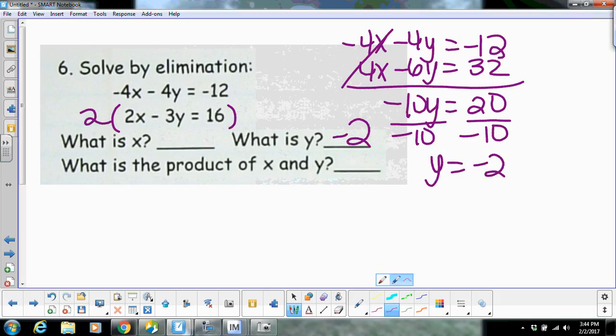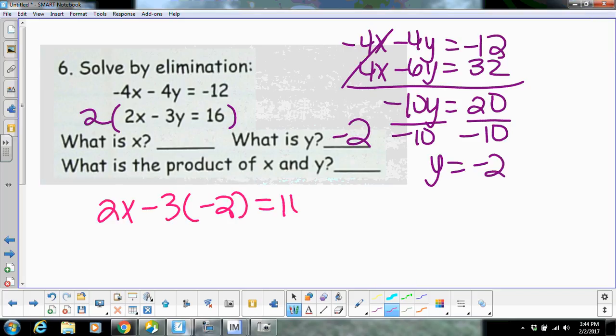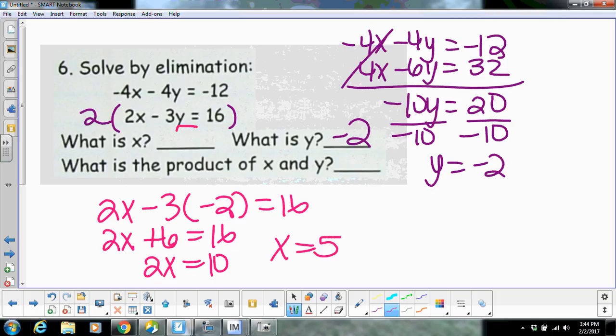Okay, then remember you can plug into either one. I'm going to plug into the bottom. It does not matter. And we solve from there. So x is 5. Then it asks product. Remember, product means multiply, so we're going to multiply 5 times negative 2, and our product is negative 10.